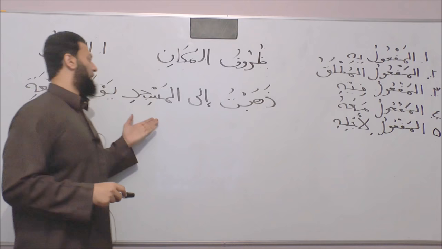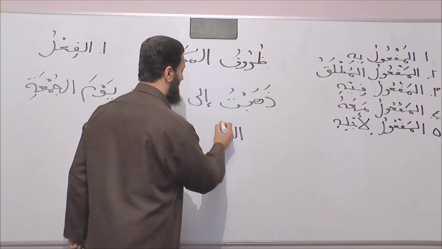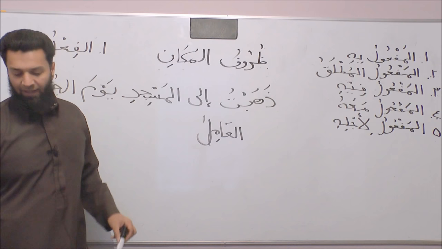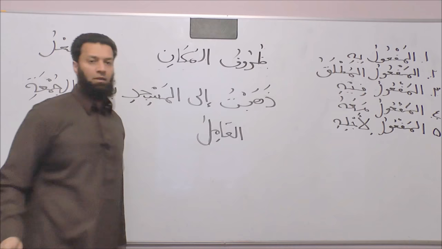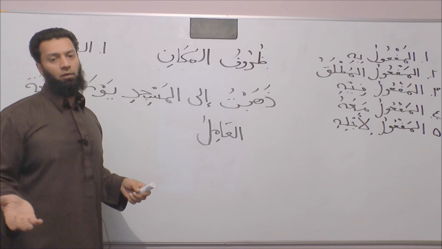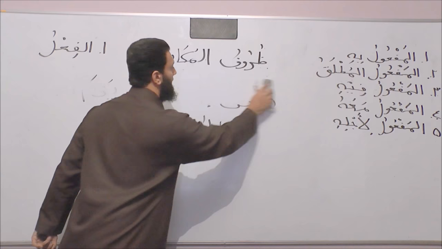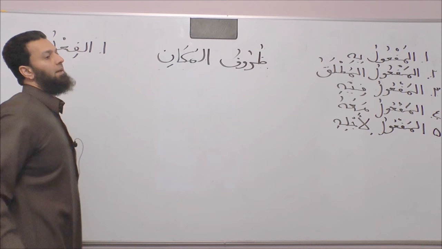Now, if we talk about العامل, remember from our lessons, what is العامل? What's caused the effect of يوم to be المفعول فيه? Right? العامل is ذهبت, isn't it? Yeah. It is ذهبت. So that's the first type of word which will act as an عامل causing the appearance of المفعول فيه. Right? Okay.